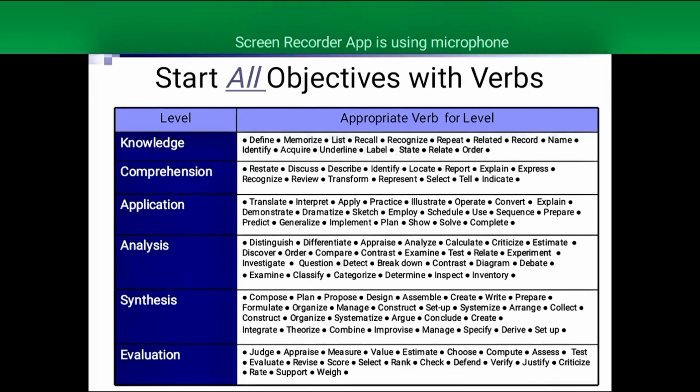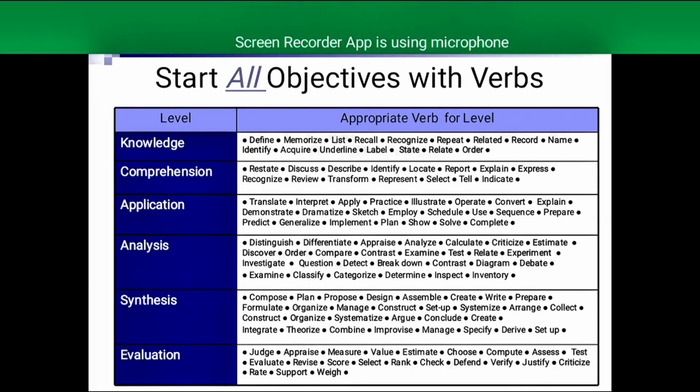Number 5, synthesis: compose, plan, propose, design, assemble, create, write, prepare, formulate, organize, manage, construct, set up, systemize, arrange, collect, argue, conclude, integrate, theorize, combine, improve, specify, derive.